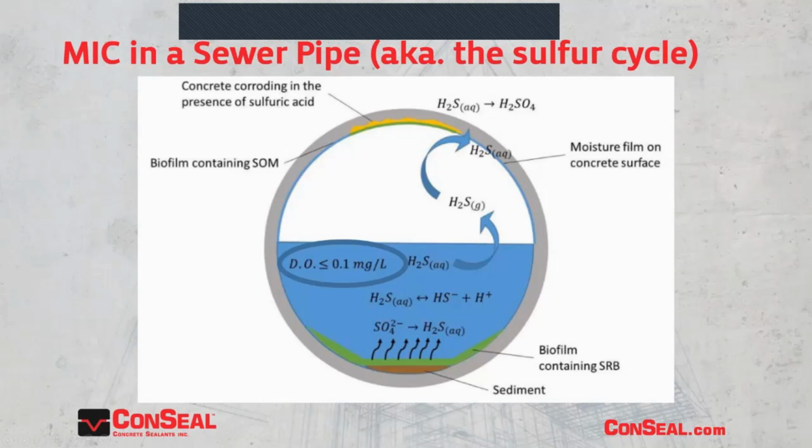When the liquid is then disturbed or there's turbulence, there's dissolution into the airspace, where the H2S can then react and go into the moisture layer on the walls above the crown. That's the point where the bacteria can consume the hydrogen sulfide gas and convert it into sulfuric acid. So that's basically the overview of the corrosion process.